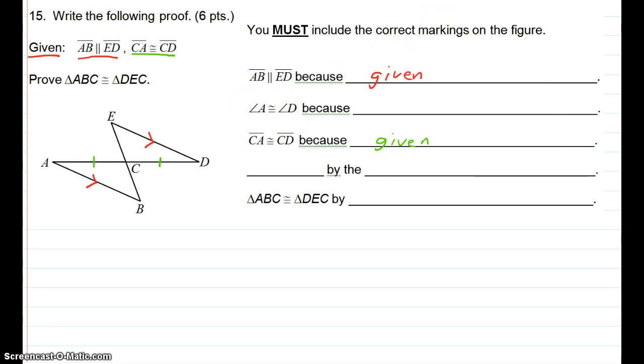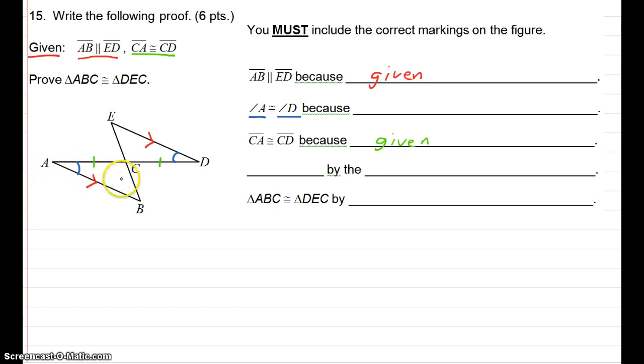Alright, so now let's actually start doing some proving. And so if you look here, it's going to say angle A is congruent to angle D. So we need to mark it. So angle A is congruent to angle D. Now this wasn't given to us, so we don't write given. So we want to figure out, why are these two angles congruent? They are definitely congruent, but why?